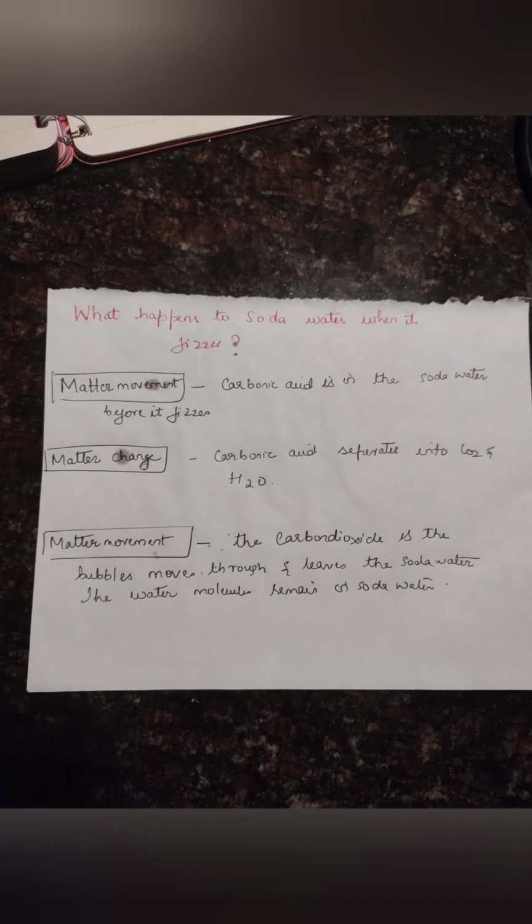To conclude, what happens to soda water when it freezes? Three things happen. The first one is matter movement, where the carbonic acid is in the soda before it freezes. And there is a matter change where the carbonic acid separates into carbon dioxide and water, which is also the matter change.